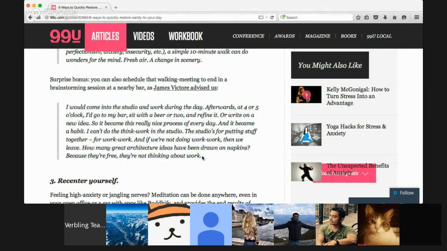Surprise bonus. You can also schedule the walk-in meeting to end in a brainstorming session at a nearby bar. As James Victor advised us, I would come into the studio and work during the day. Afterwards, at 4 or 5 o'clock, I'd go to my bar, sit with a beer or two, and refine it or write on a new idea. So I became this really nice process of every day, and it became a habit. The studio is for putting stuff together for work. And if we're not doing work, then we leave. How many great architecture ideas have been drawn on napkins because they're free. They're not things about work.